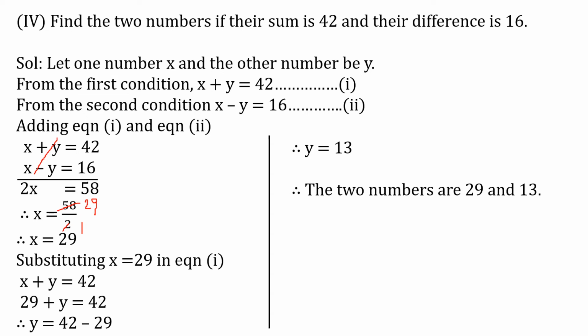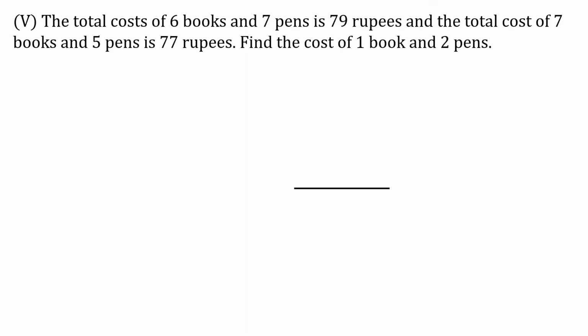Okay, students. Moving to the fifth one. Now, students, in your worksheet, the question is: the total cost of 6 books and 7 pens is 79 rupees, and the total cost of 7 books and 5 pens is 77 rupees. Find the cost of 1 book and 2 pens. Do a correction over here in the question. The total cost of 6 books is given. Make it, student, here as 5.